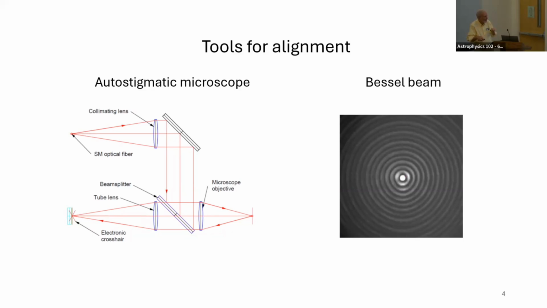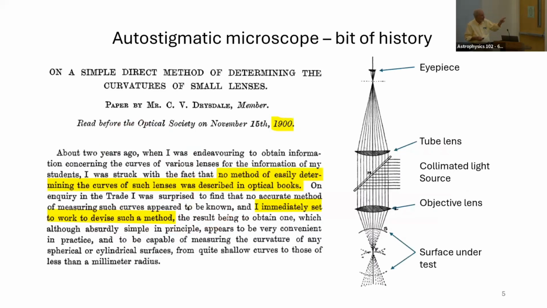This is a Bessel beam, or the intensity pattern you get from looking at a Bessel beam. I'll talk a little more about the history and how we got here, and why it's useful, in the next slide or so. But first, I'm going to talk about the autostigmatic microscope. Just a bit of history.